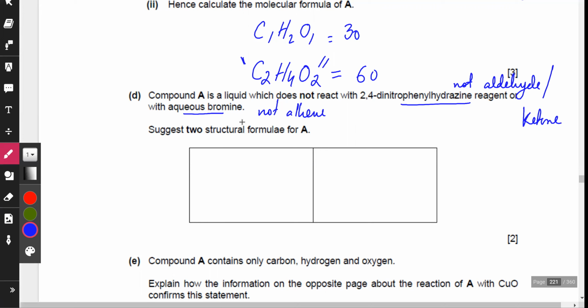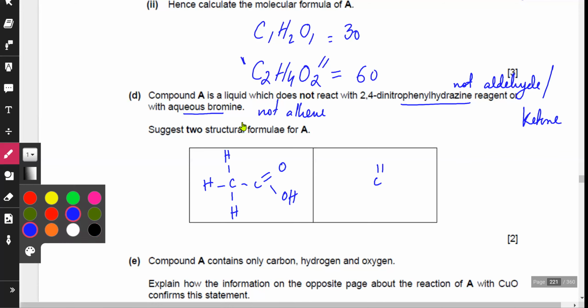So you're not supposed to draw an aldehyde, you're not supposed to draw a ketone, you're not supposed to draw an alkene. So C2H4O2, one thing is I think you can draw a carboxylic acid. So that's 4 hydrogens. That's one. What's the other possibility? That's not an aldehyde and not a... The other one is an alcohol.